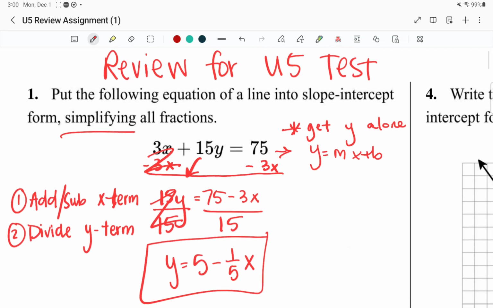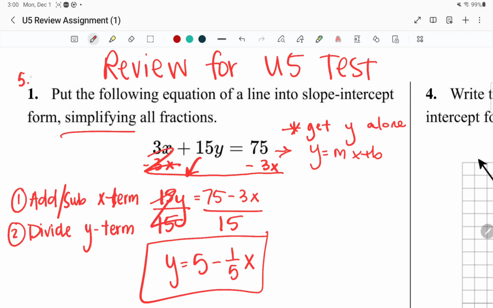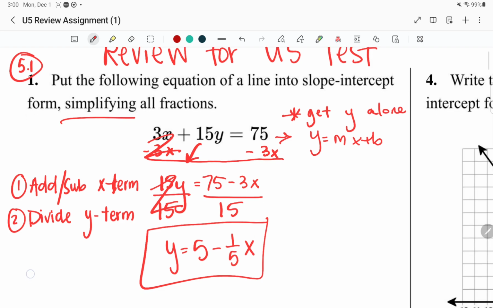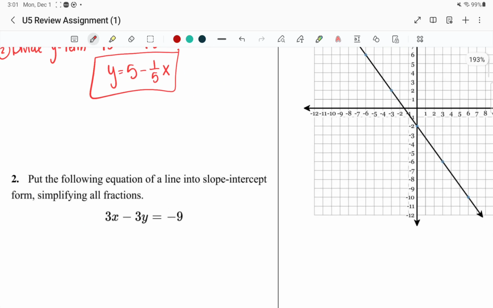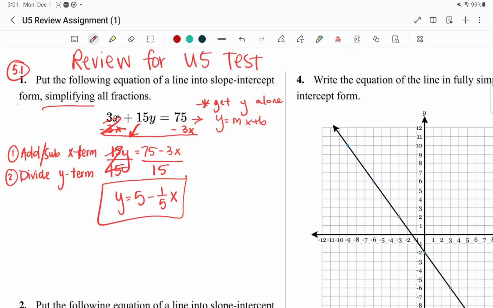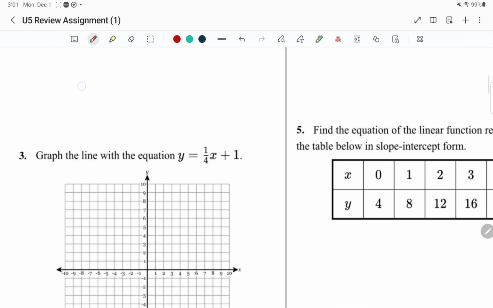For those that split up their half sheets in the lessons like I do, this is obviously 5.1. And then 5.1 is going to go to question 6. So 5.1 is going to be questions 1 to 6. There you go. Let's go to the next type of question.